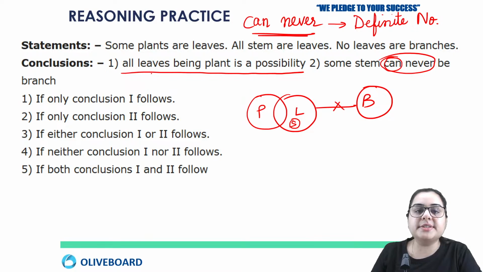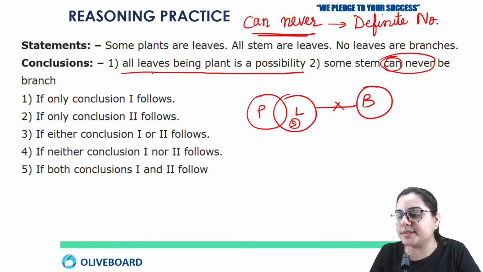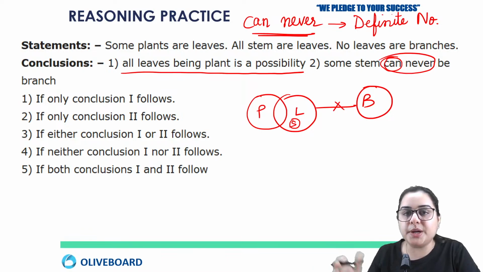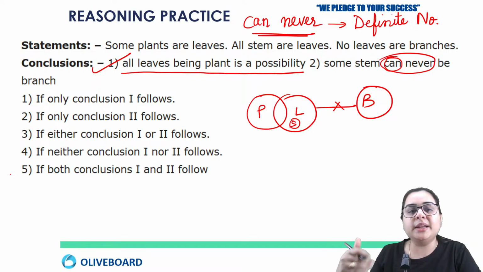So here the first says all leaves being plants is a possibility. Can all leaves come in plants? Yes. Now here leaves and plants have a relation of some. So all leaves are not coming in plants, but they can come. So the first one is correct. Next is "some stem can never be branch".